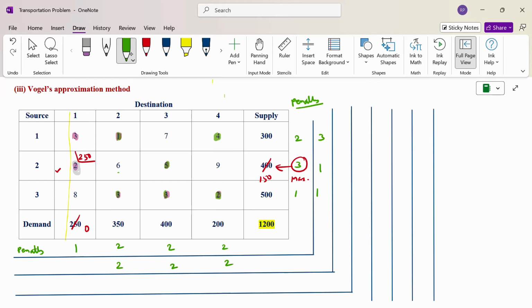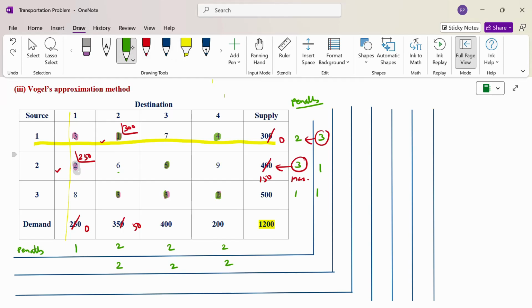From these row and column penalties, the maximum is 3. Now this is the selected row. In this row the least number is 1. For this 1, allocation value: demand 350, supply 300. So 300 is the minimum to allocate. So balance 50, 0. Now delete the entire row.